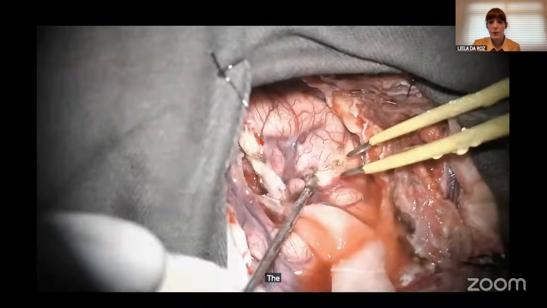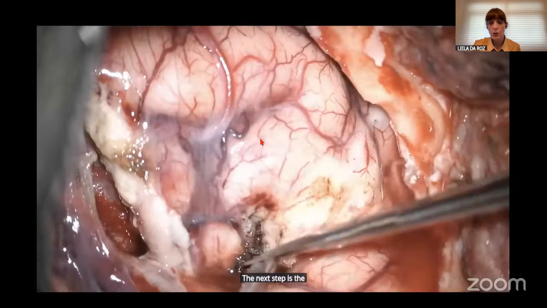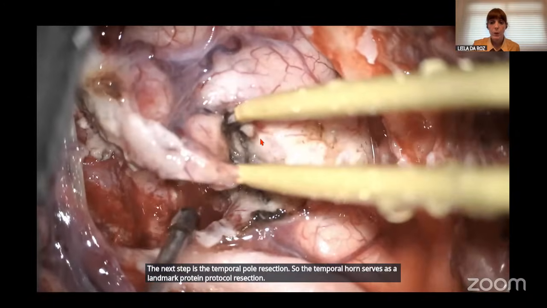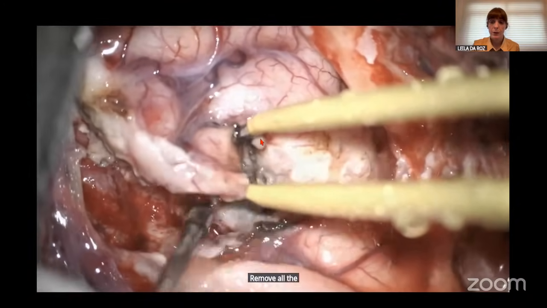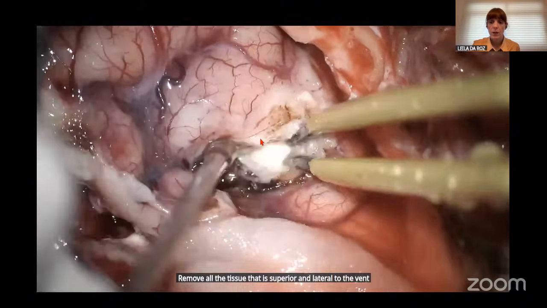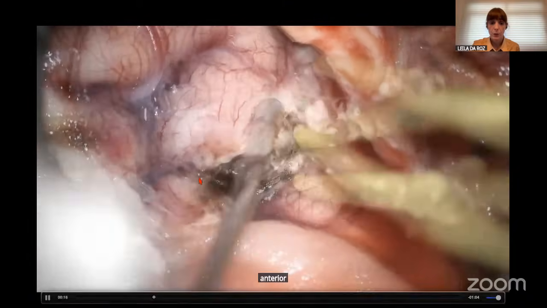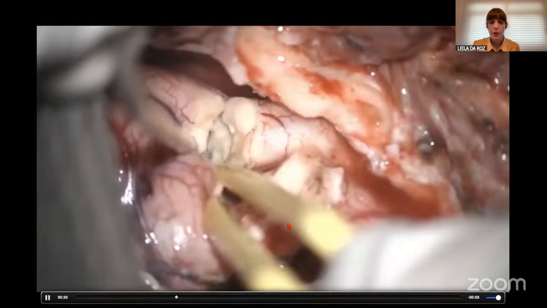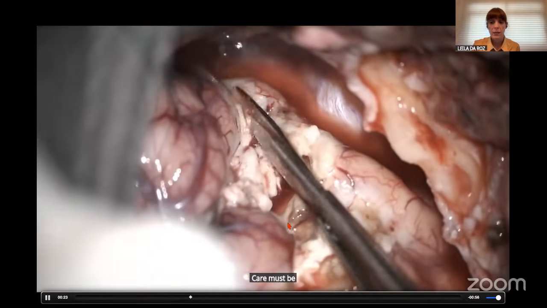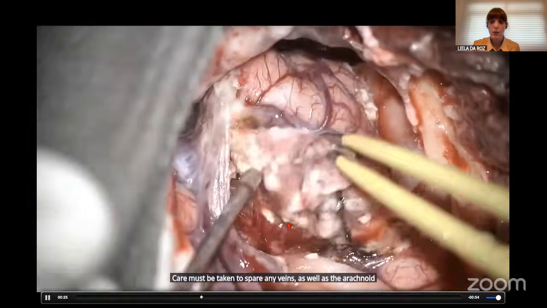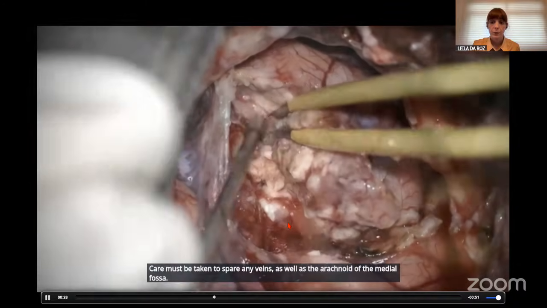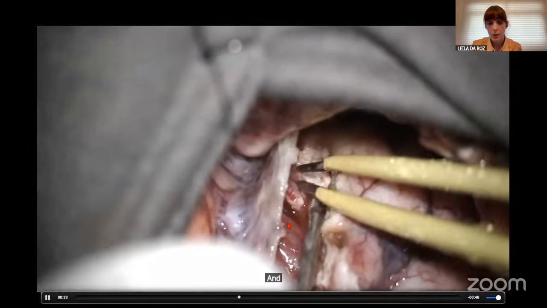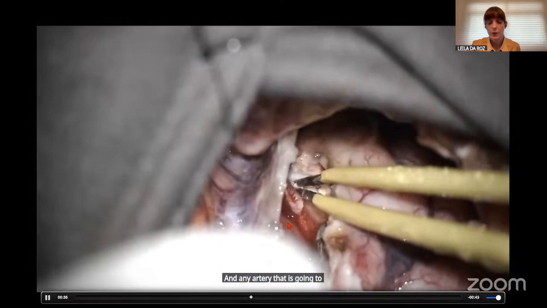The next step is the temporal pole resection. So the temporal horn serves as a landmark for temporal pole resection. Remove all the tissue that is superior and lateral to the ventricle, anterior to the first artery that we preserved here. Care must be taken to spare any veins as well as the arachnoid of the medial fossa, or any artery that is going to the most posterior part of the temporal lobe.